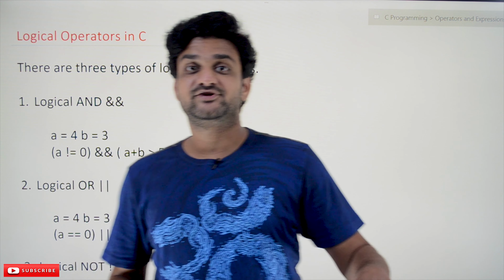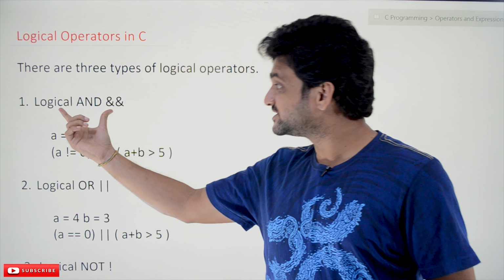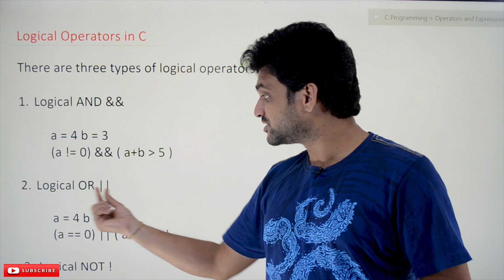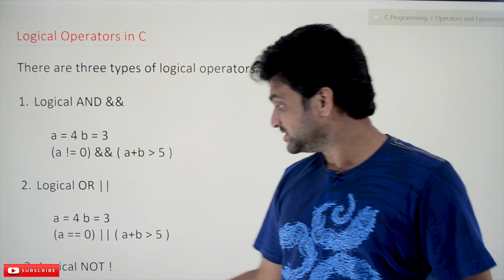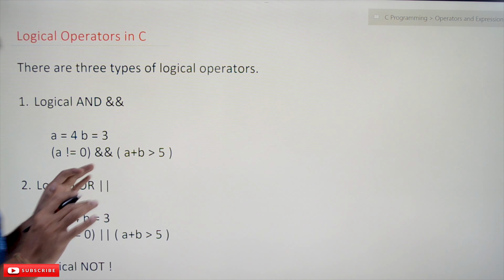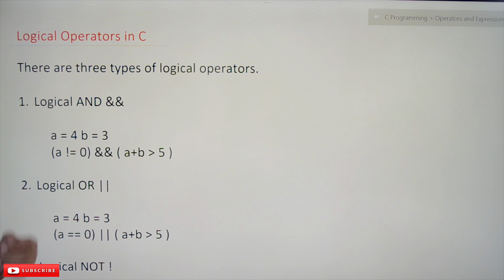In this class, we will try to understand logical operators. The logical operators are of three types. One is logical and, and the symbol used is two ampersands. Then logical or, where two pipes are used. And the logical not, which is the exclamation mark. This is a unary operator, and these two are binary operators, meaning they should have two operands. Binary operators use two operands, while for logical not only one operand is used.